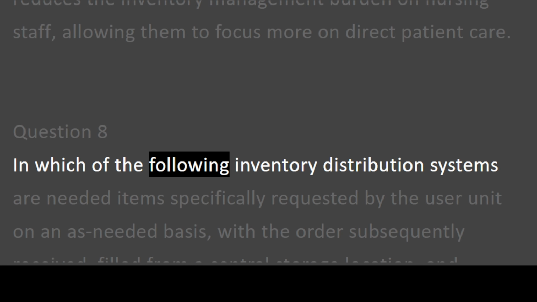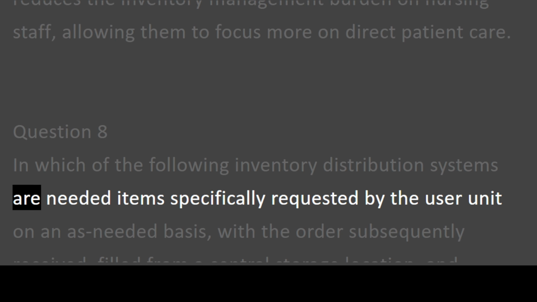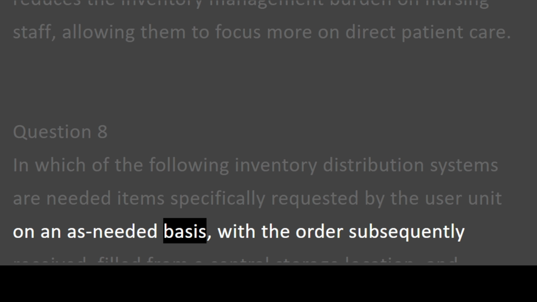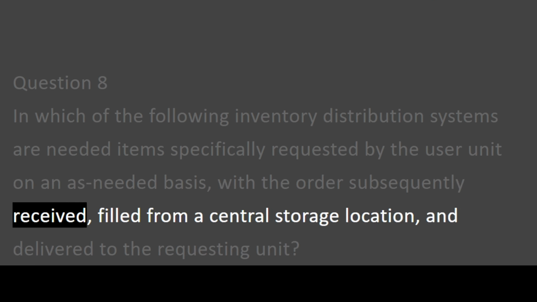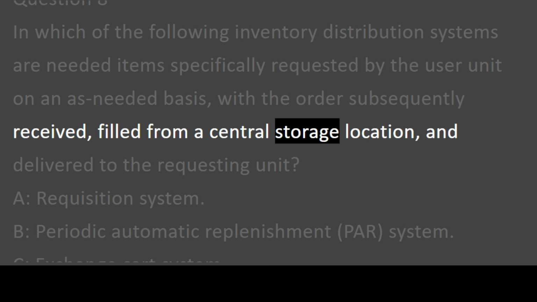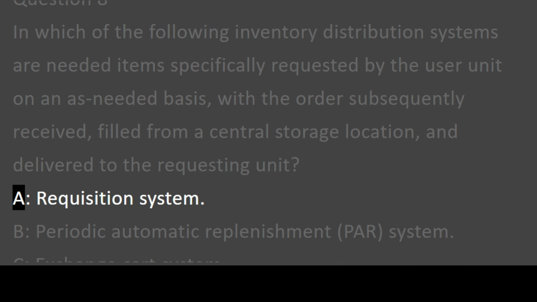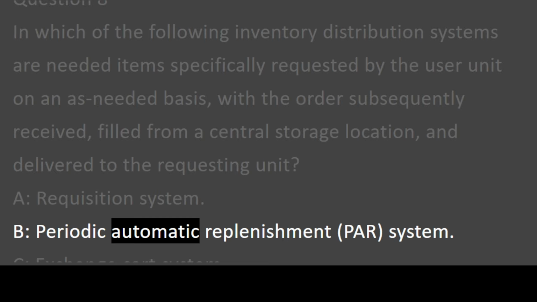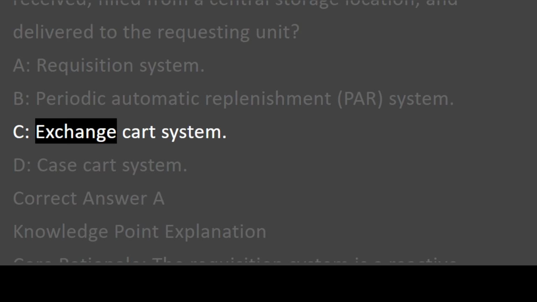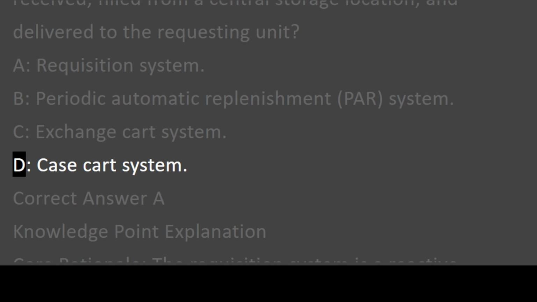In which of the following inventory distribution systems are needed items specifically requested by the user unit on an as-needed basis, with the order subsequently received, filled from a central storage location, and delivered to the requesting unit? A. Requisition system. B. Periodic automatic replenishment (PAR) system. C. Exchange cart system. D. Case cart system. Correct answer A.